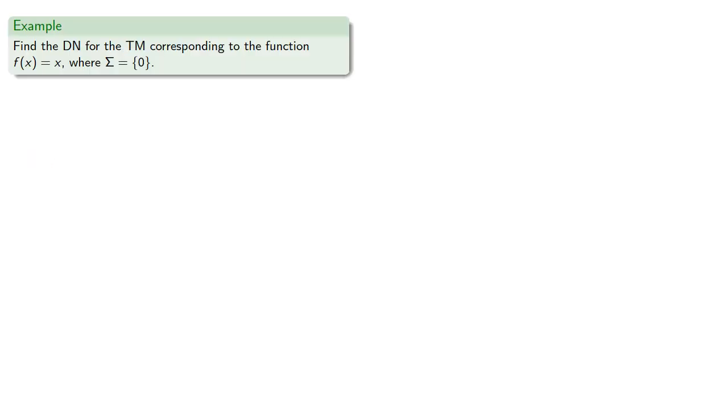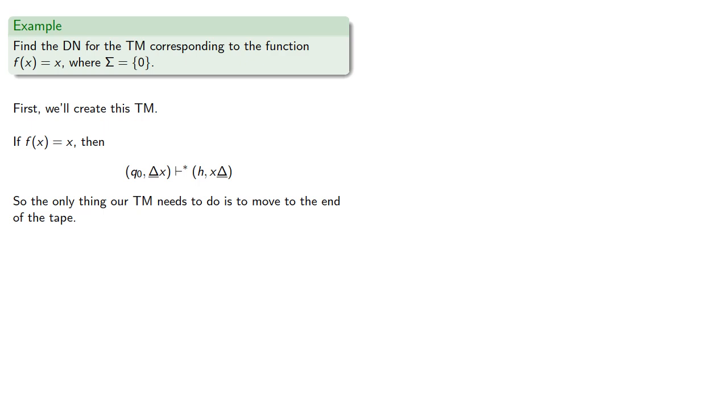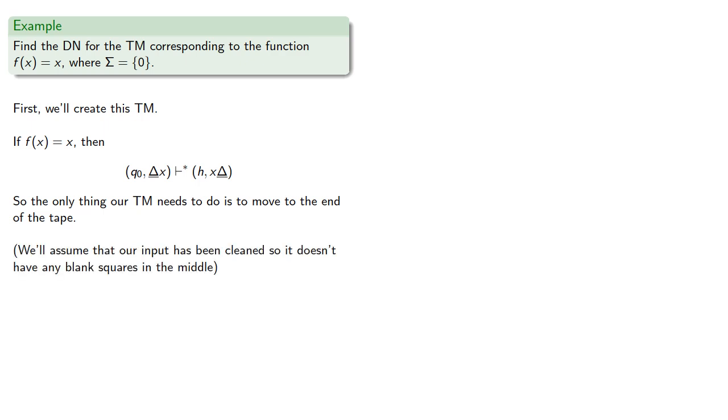For example, suppose we want to find the description number for the Turing machine corresponding to the identity function over the alphabet just consisting of the 0 symbol. So first we'll create our Turing machine. Since this is the identity function, then what we want to do is, given our initial state blank x, we want to eventually derive the Turing machine in the halt state, and the tape head should be just after the end of our input string. So the only thing our Turing machine needs to do is to move to the end of the tape. And we'll assume that our input has been cleaned so it doesn't have any blank squares in the middle, since having to do so would make our Turing machine a lot more complicated.